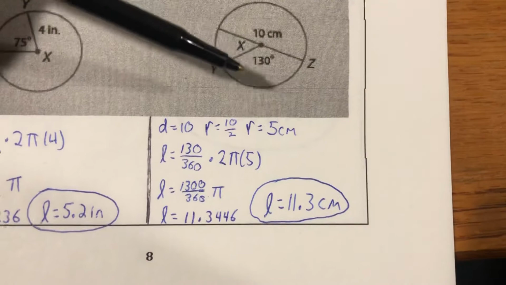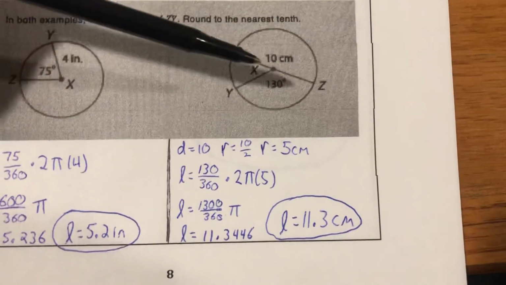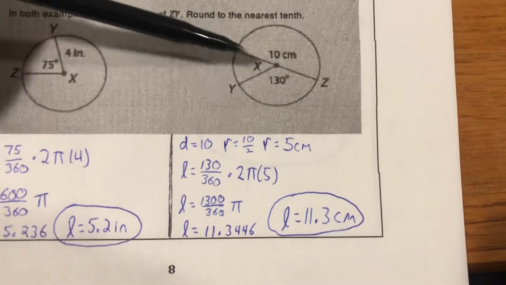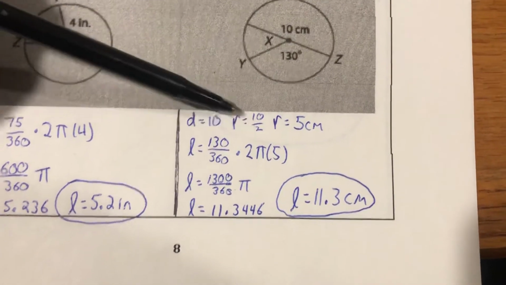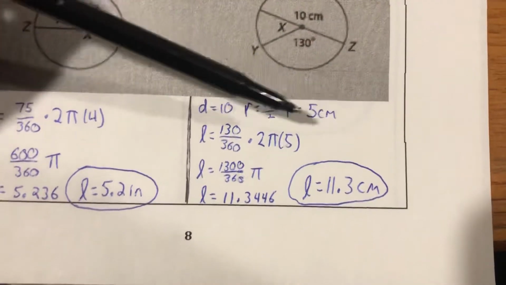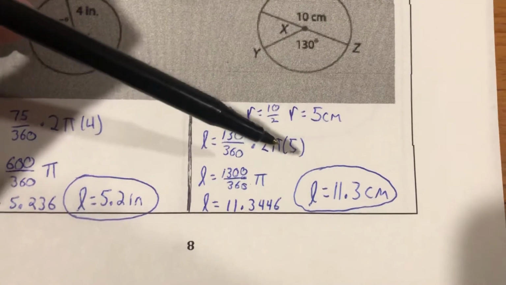All right, looking at the length of YZ again on this one. They gave us the central angle again, 130 this time. Now, the only difference is that they gave us a diameter instead of a radius here. So if we want the radius, you just have to divide that diameter by 2, and we'll end up getting 5 for that.